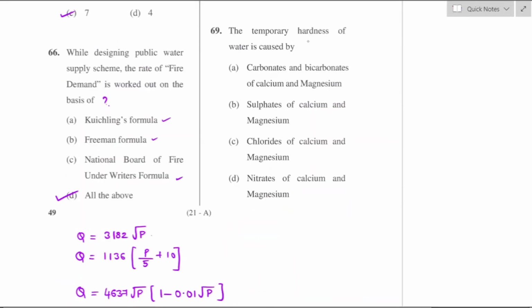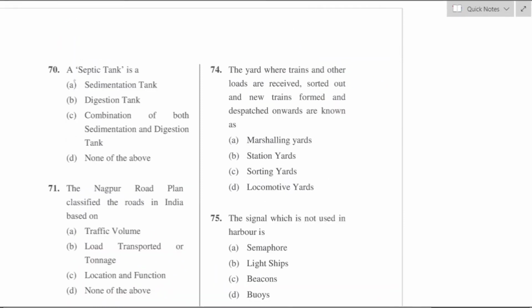Question number 69. The temporary hardness of water is caused by. Temporary hardness of water is caused by carbonates and bicarbonates of calcium and magnesium, and it can be removed by boiling. So the right answer is option A. Carbonates and bicarbonates of calcium and magnesium.